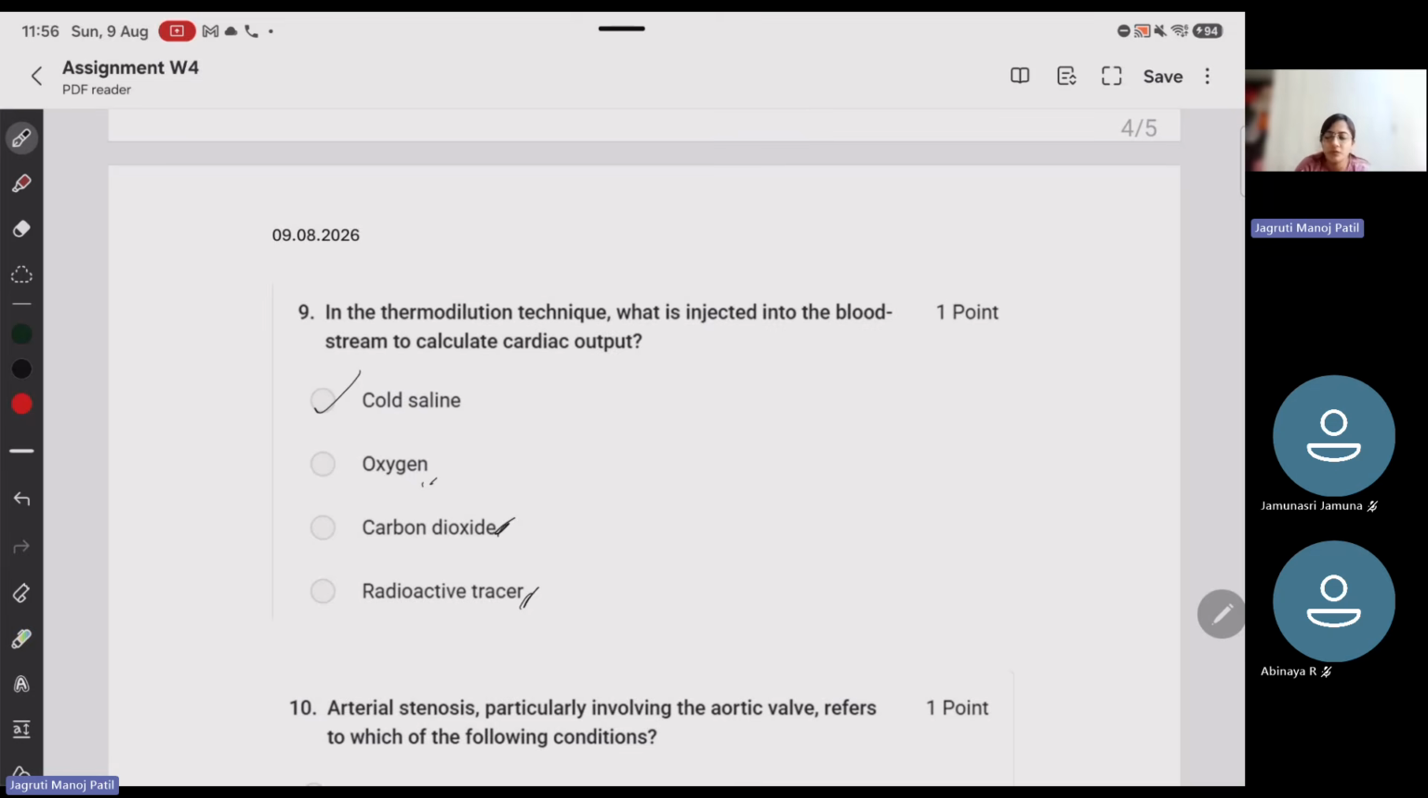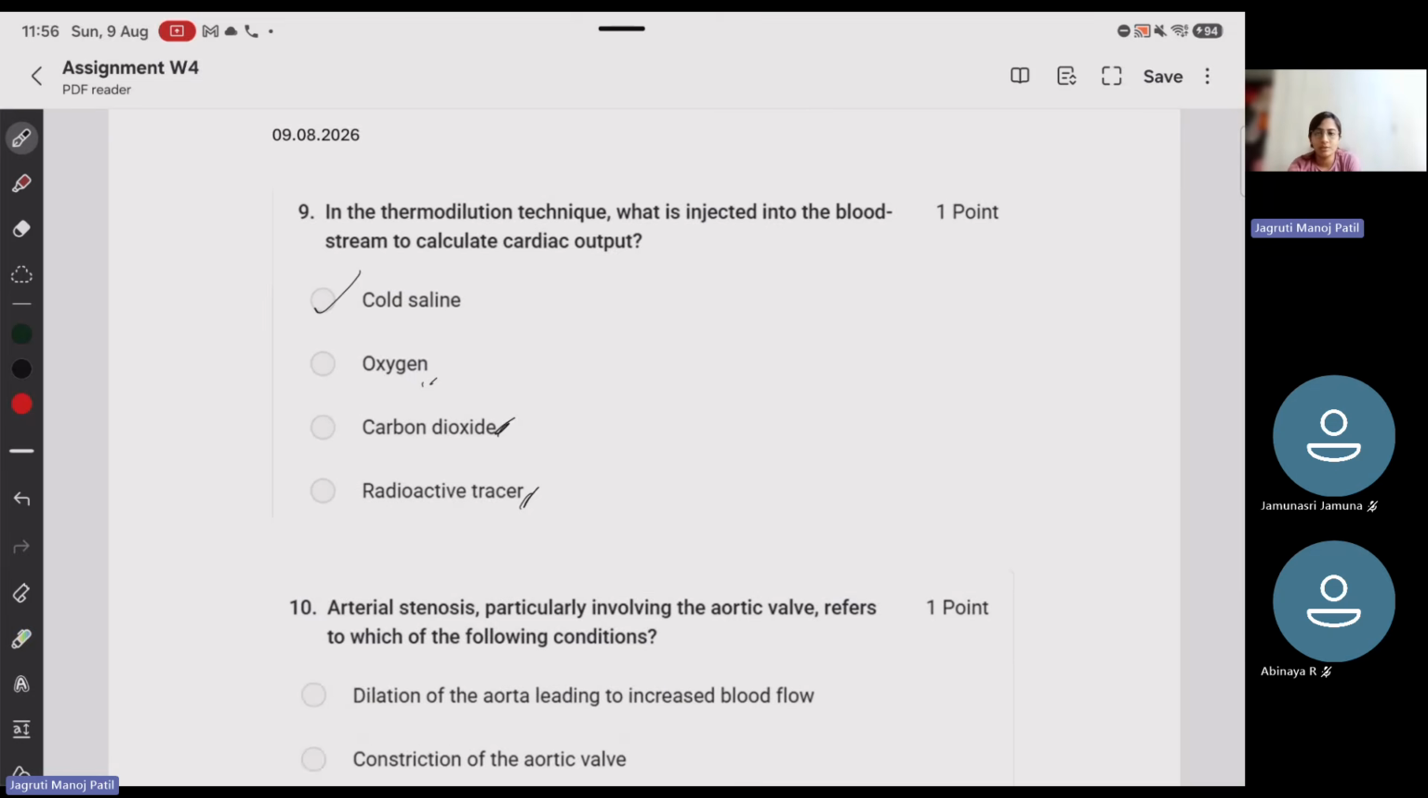Even if you don't know the concept about it, I'm trying to tell you in a form that you can attempt the question in a way: you look at the technique and what is being done currently. So you might have knowledge about that.